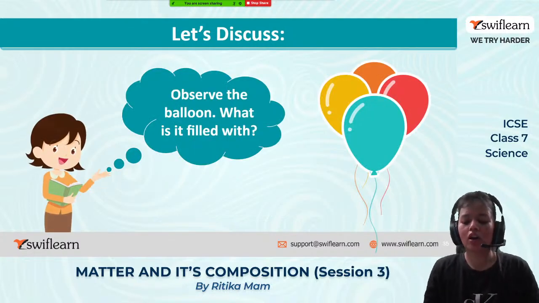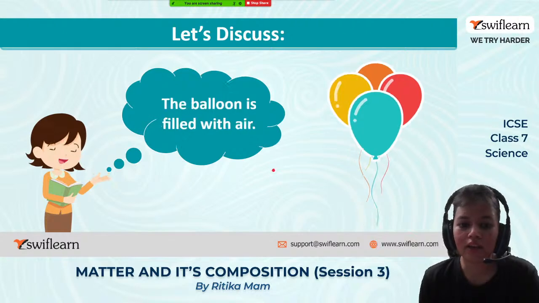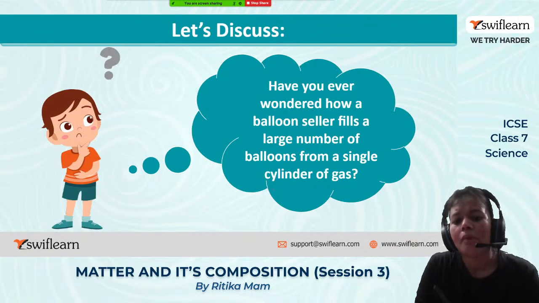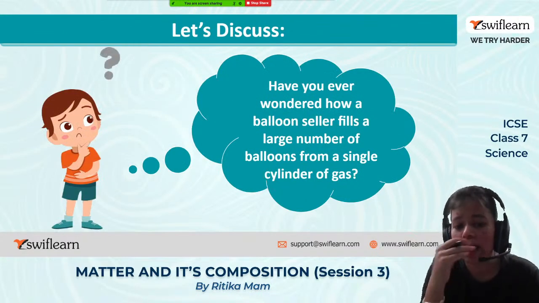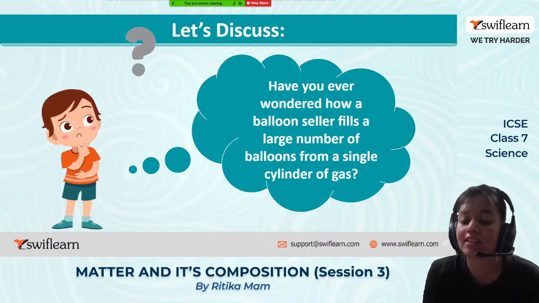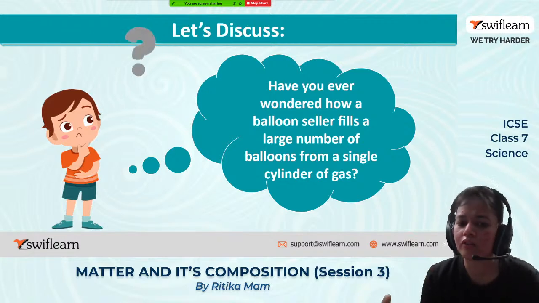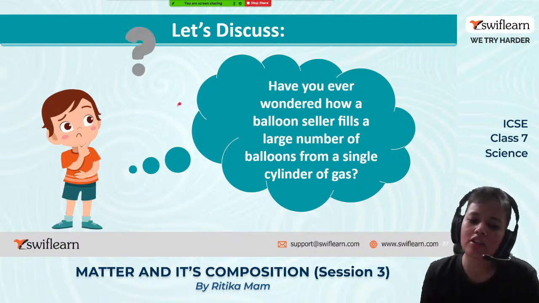Now let us talk about balloons. If you observe a balloon, what is it filled with? Obviously air. But have you ever wondered how a balloon seller fills a large number of balloons from a single cylinder of gas? You must have observed that a balloon seller has a cylinder of gas with him, and that is not very big, that is small. So how is it possible?